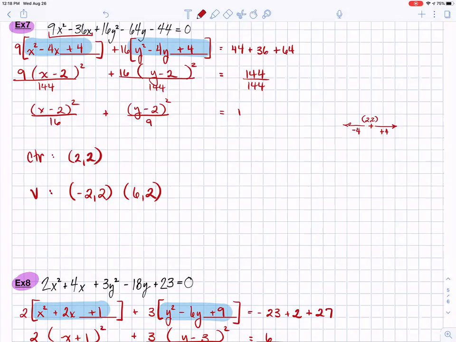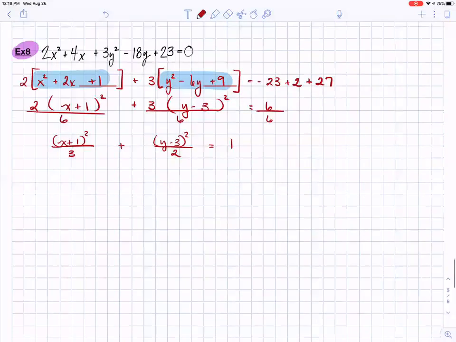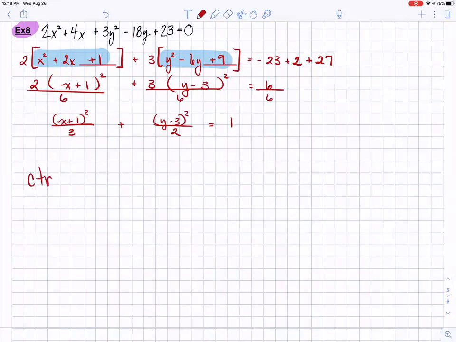Okay. Can we do the same thing for number 8? Center for number 8. Negative 1, positive 3. Okay. What is my A value? Yeah, my A value is the square root of 3. And where will I find my vertices? Right, left, or up, down? Right, left. It's another pickle, isn't it? So I've got my negative 1, 3 coordinate, and I want to go right root 3, and I want to go left root 3. So again, think about the value that's changing.